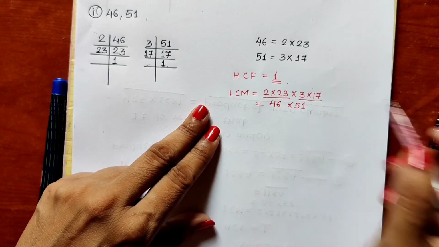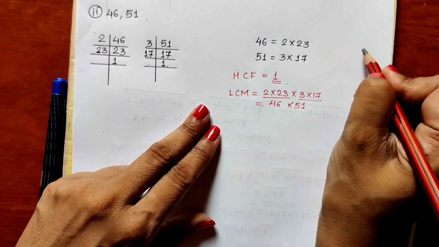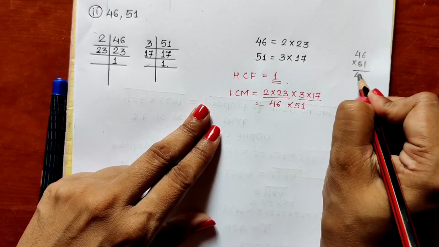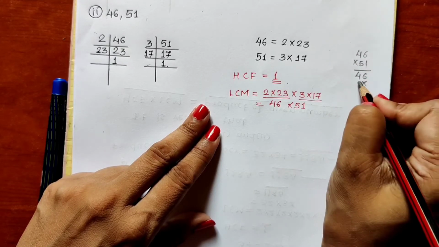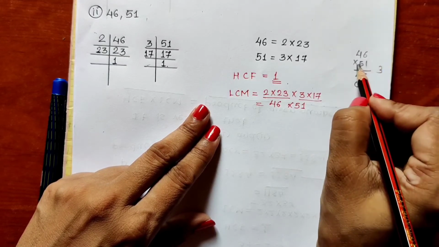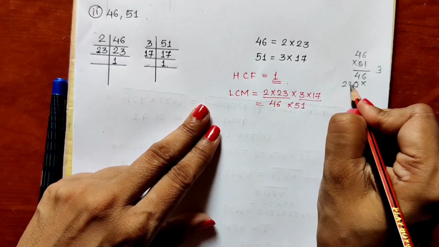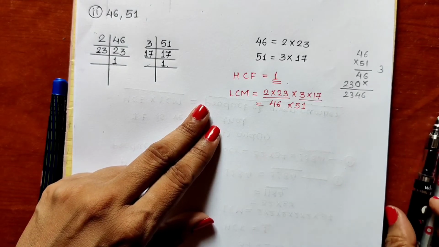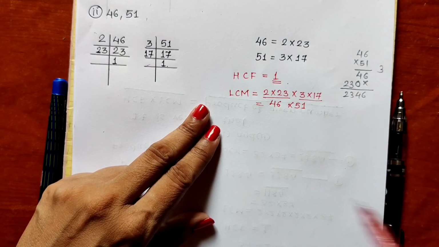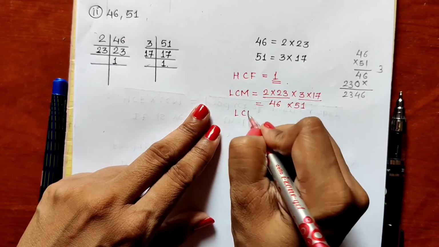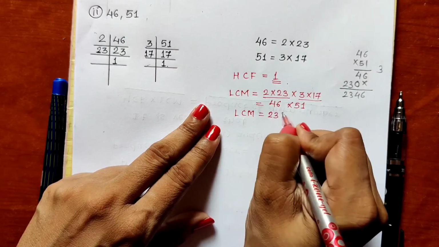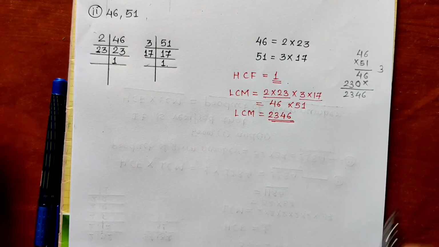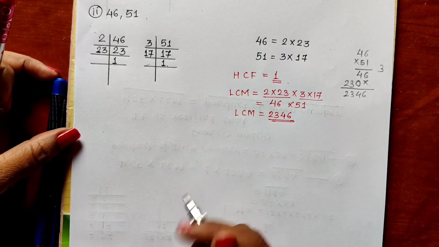So let us multiply this. 46 into 51. 46 multiplied by 51. 1 into 46 will be 46. 5 6s are 30, 0 written, 3 carrying. 5 4s are 20, 20 plus 3, 23. So we have got 2346 as the LCM. Okay, our LCM is 2346. Now let us first find out the product of SCF and LCM.